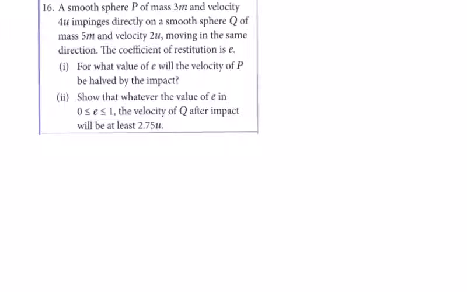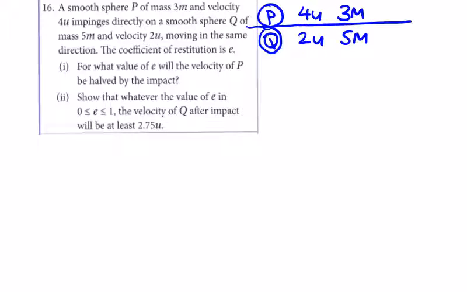In question 16, we have a smooth sphere P of mass 3m. P has a mass of 3m and velocity 4u, and impinges directly on another sphere Q of mass 5m and velocity 2u.